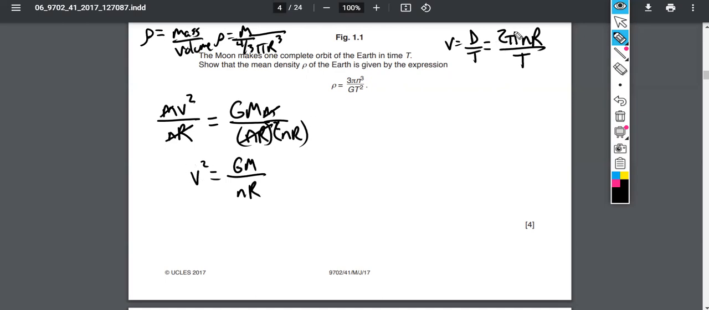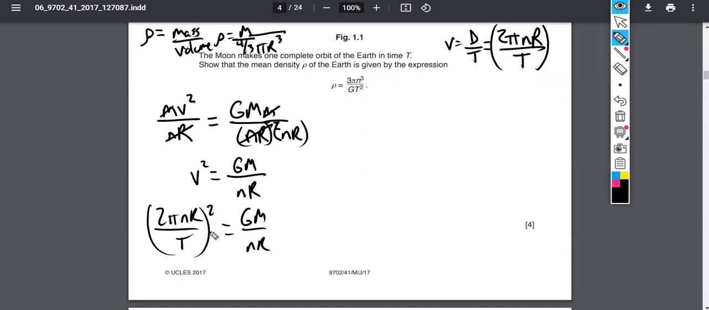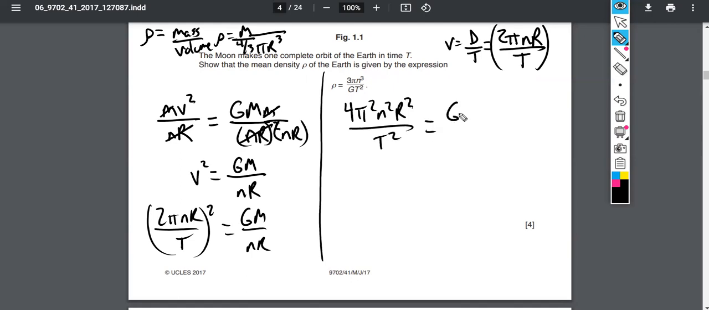Here's velocity, and we know that velocity is equal to this. So we're going to plug all of this in here for v and square everything. And so it is 2 pi n r over t, quantity squared, right? Don't forget to square it, equals, we'll just copy that over there. All right, I'm going to rewrite this up here as 4 pi squared n squared r squared over t squared, equal to, keep the right side the same for now.